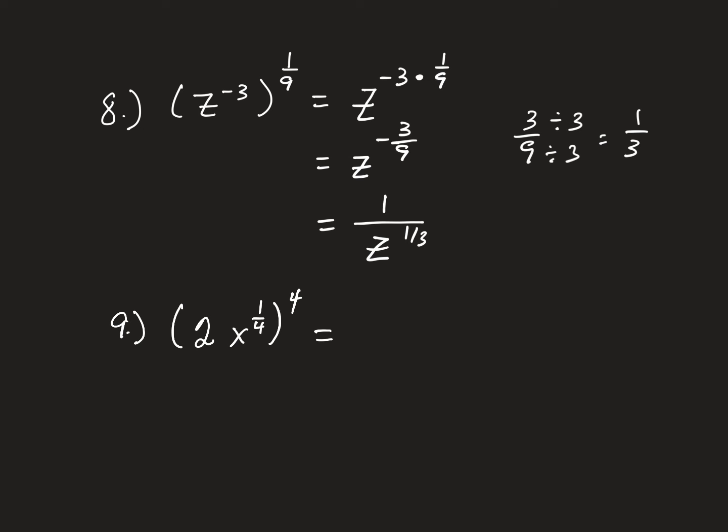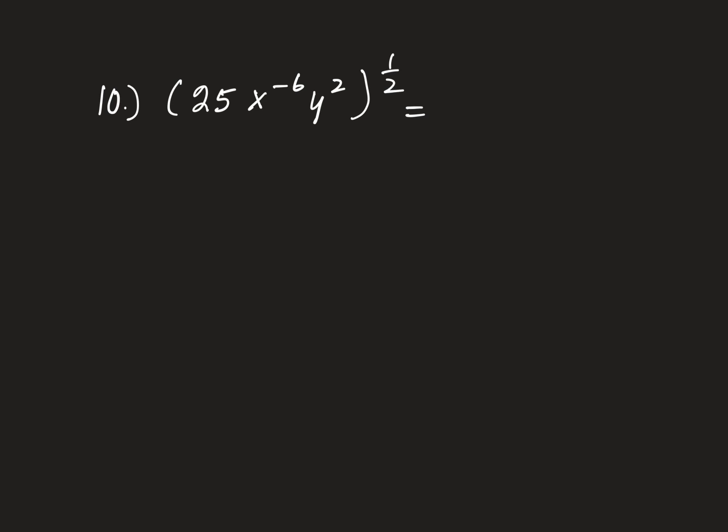Okay, remember that 2 is raised to the first power? And remember when we have a power raised to a power, we're going to multiply. So this will be 2 to the 4th power times x to the 1/4 power times 4. 2 to the 4th power, well, we know 2 to the 3rd is 8, so that's going to be 16. And we know that 1/4 of 4 is 1, so it's just going to be 16x.